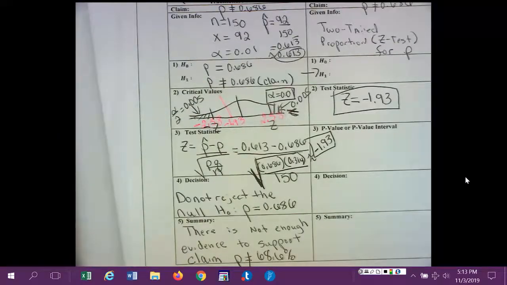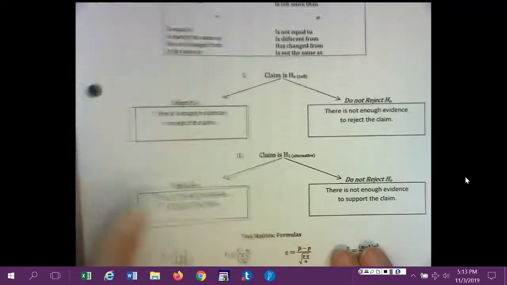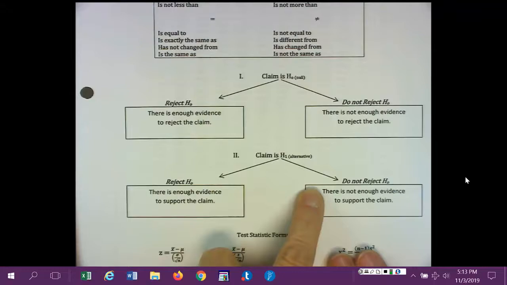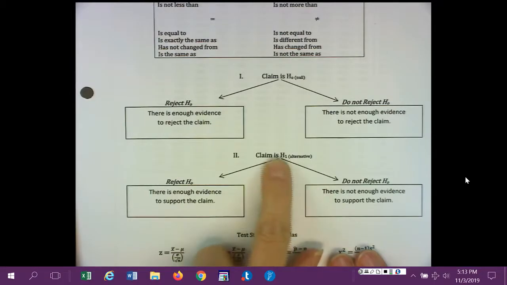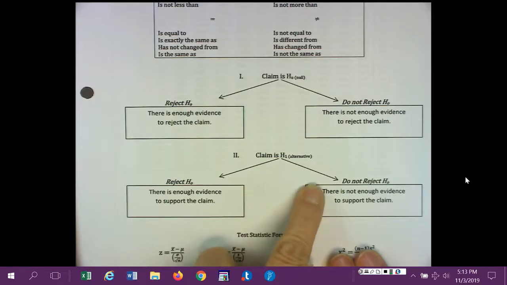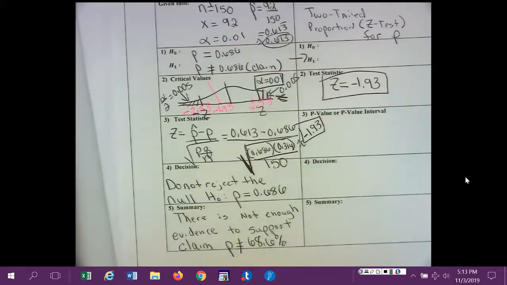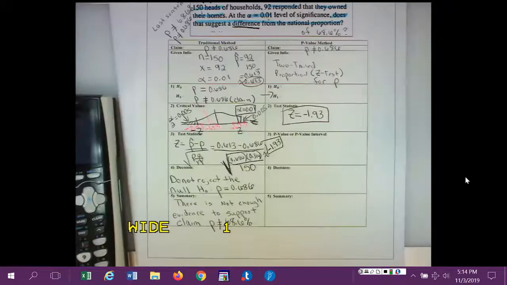Or go here to play it safe. The claim is the alternative. Do not reject the null. There is not enough evidence to support the claim. Step 1, identification. Step 4, decision. Step 5, conclusion. And you're done with that particular problem. Traditional method, two-tailed proportion z-test.